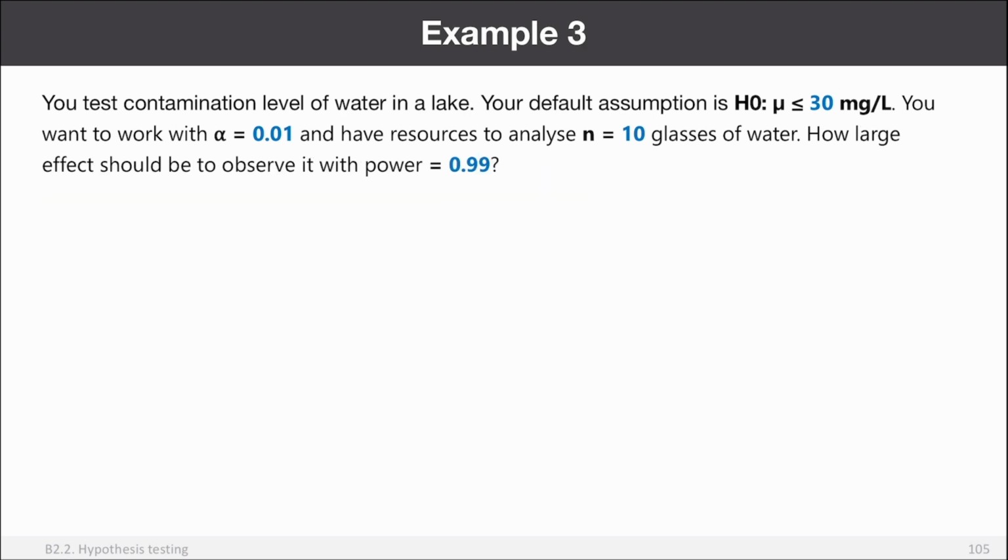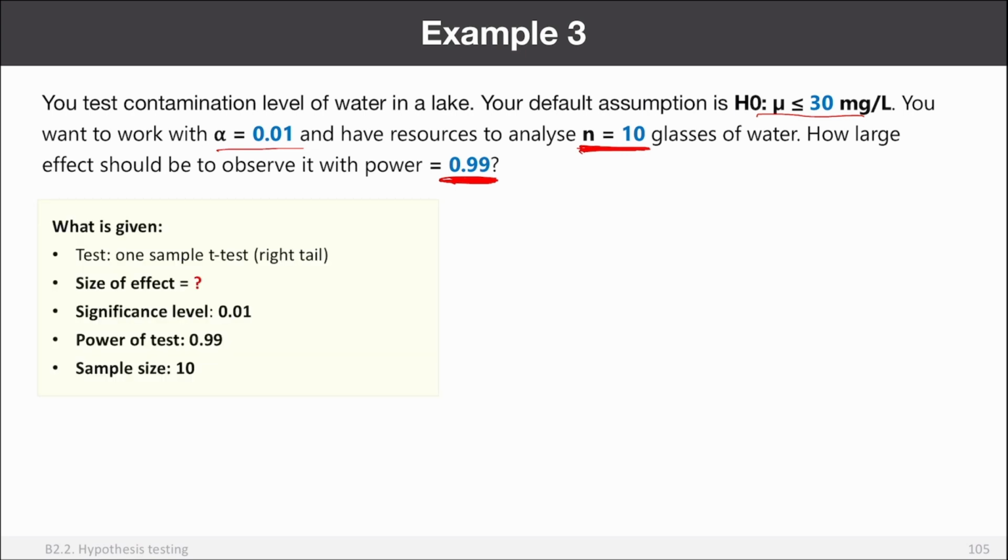Okay. And then the last example, again, the same situation, but now both power and the sample size are given. So what can I compute? I can compute the delta. I can compute the effect. How big the effect should be so I can see it with this power using this sample size, using 10 physical samples. Okay. Same situation.